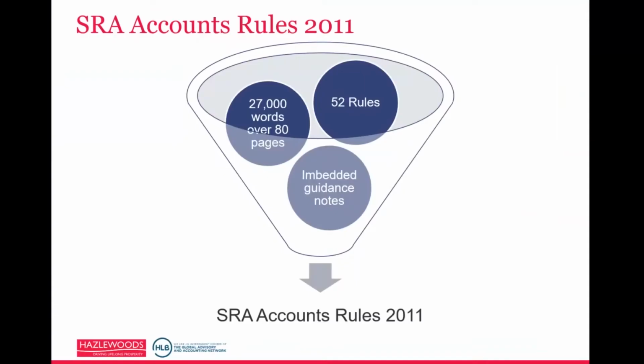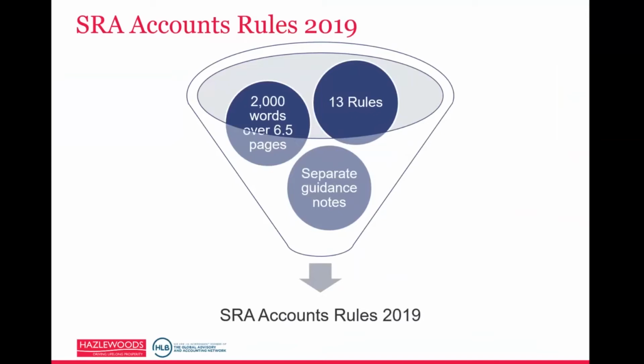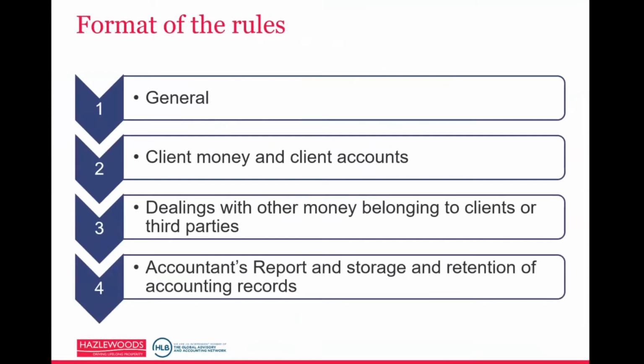The 2011 version of the SRA Accounts Rules included 52 rules. They consisted of 27,000 words over 80 pages. And the rules also had embedded guidance notes. The 2019 rules include 13 rules, which are 2,000 words over 6.5 pages, and the guidance notes are separate. The 2019 rules are broken into 4 different parts. Part 1, General. Part 2, Client Money and Client Accounts. Part 3, Dealing with other money belonging to clients or third parties. And Part 4, Accountants' Reports and the Storage and Retention of Accounting Records.